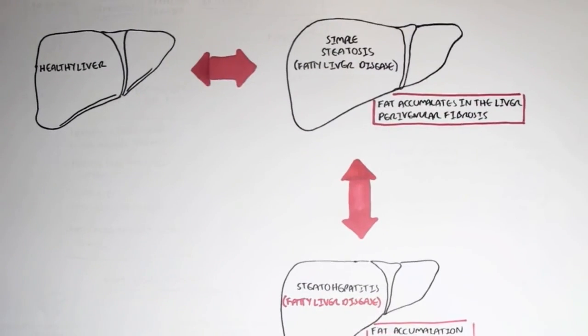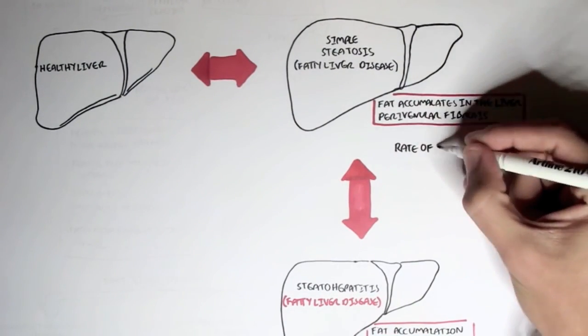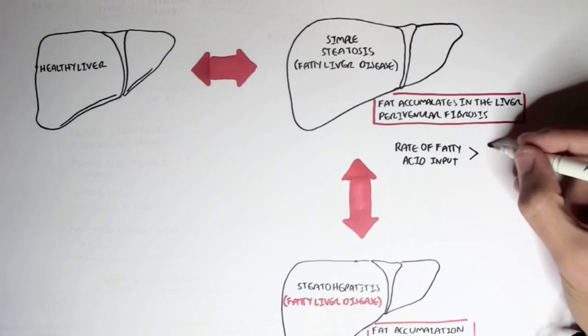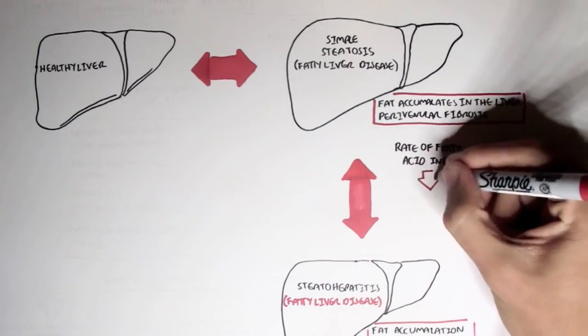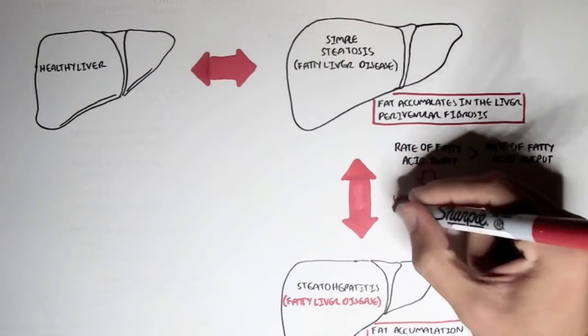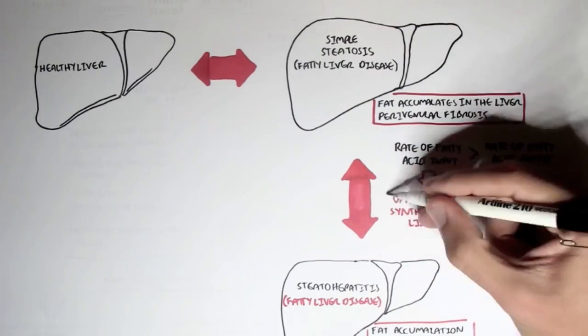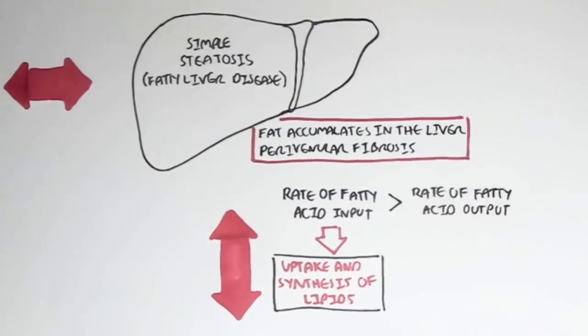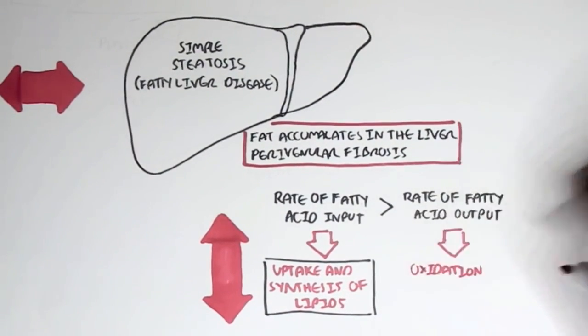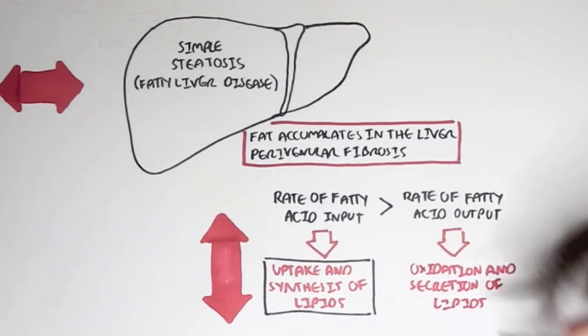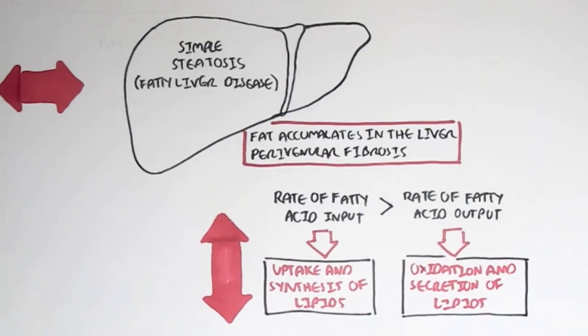So how do we get to the state known as steatosis? Well, this is essentially when the rate of fatty acid input to the liver is greater than the rate of fatty acid output from the liver. The fatty acid input can be the uptake and the synthesis of lipids within the liver, the output being oxidation and secretion of lipids out of the liver.